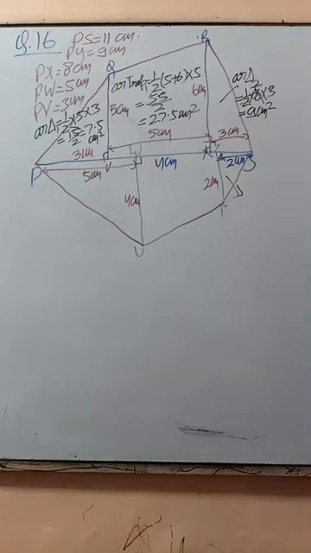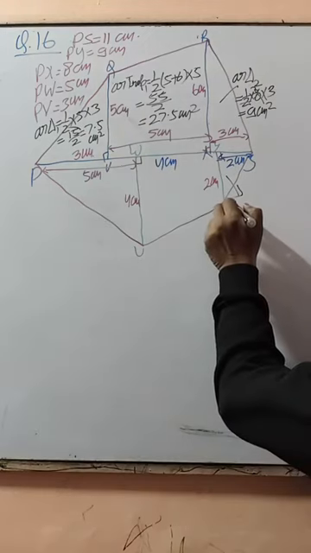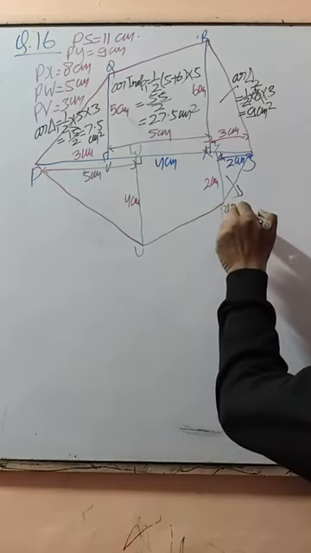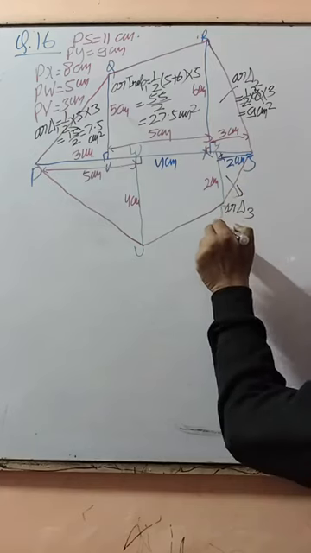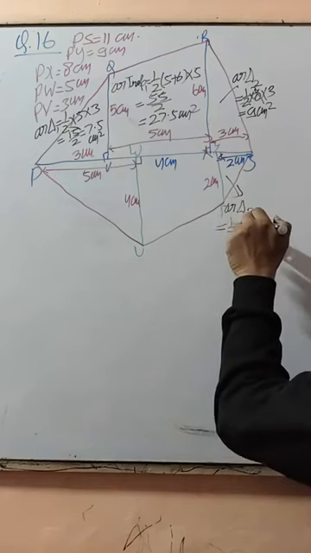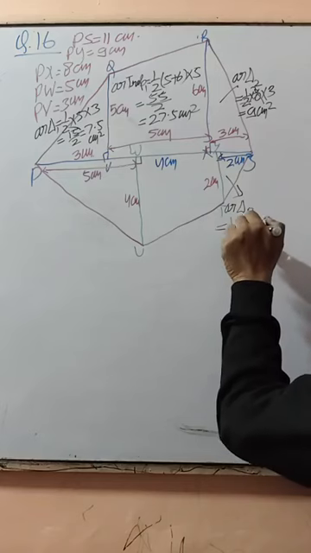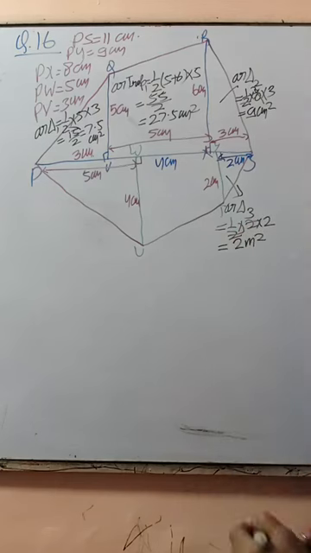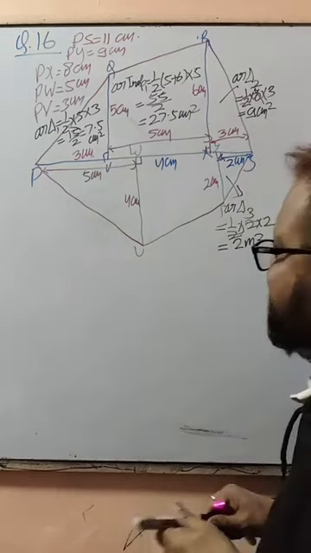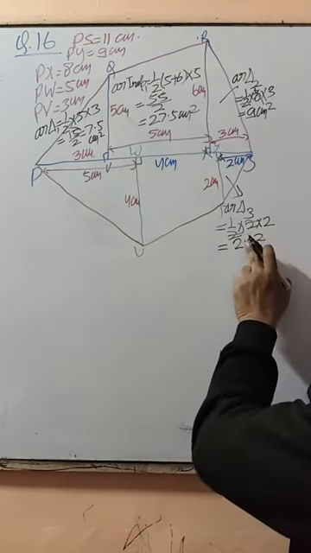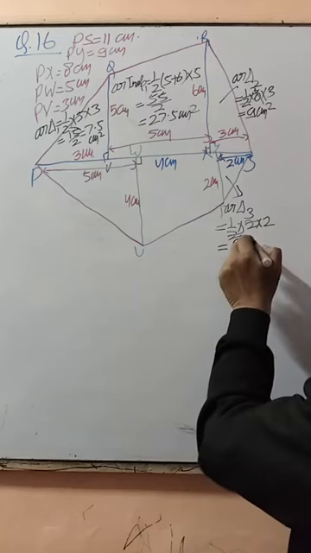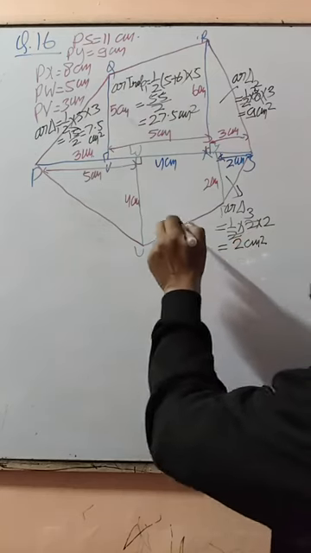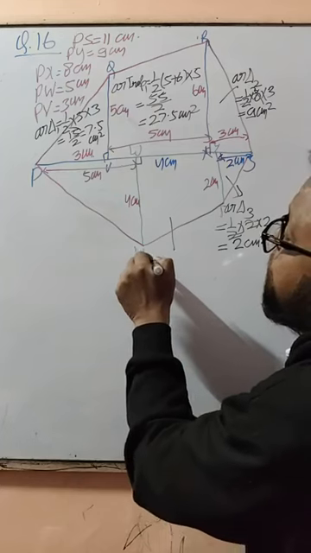Area triangle 3 is 1 by 2 into 2. 2 and 2 cancel. It becomes 2 meter square. Right? Yes, sir. Sir, it will be centimeter also. Oh, the unit, centimeter square. Good. This is area trapezium 2.